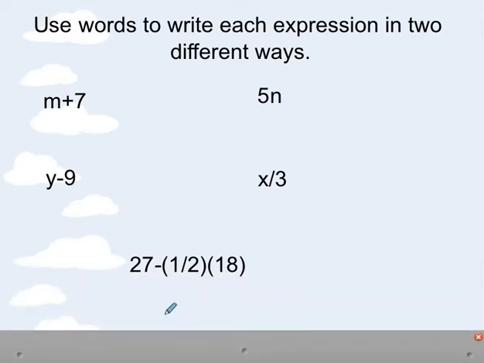And lastly, for this long one here, there's lots of ways to say it. We could say the product of 18 and the quotient of 1 and 2, 27 less than 27. Okay? Or 27 decreased by 1/2, 27 decreased by the product of 1/2 and 18. Or there's so many different ways to say it.